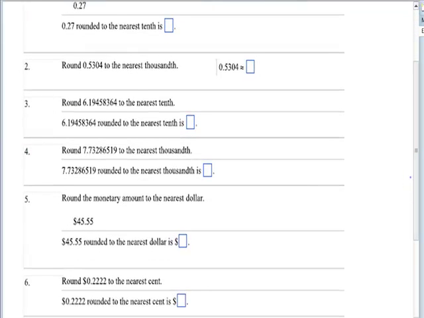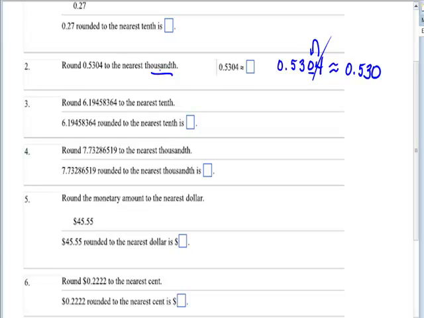All right, number 2. I have 0.5304, and I'm supposed to round to the nearest thousandths: tenths, hundredths, thousandths. What does the 4 tell me to do? Well, because it's smaller than 5, it says chop off. This is approximately 0.530, and I do put that 0 because that's the place I was supposed to round to, so there should be something sitting in there.